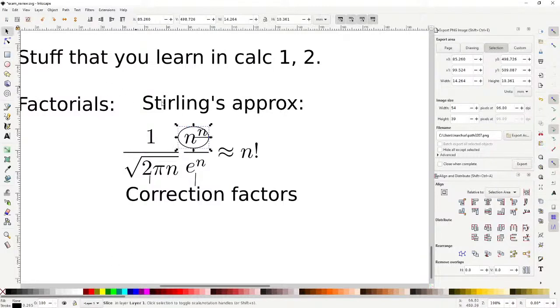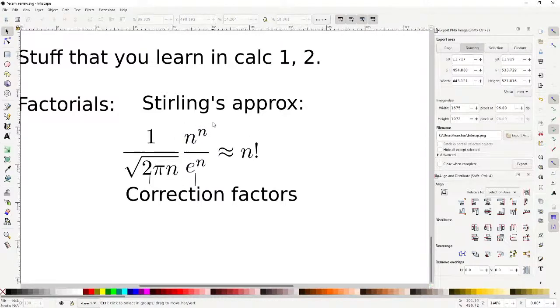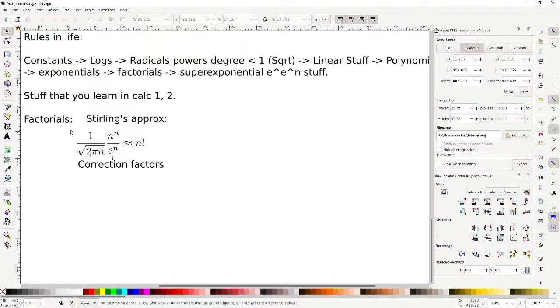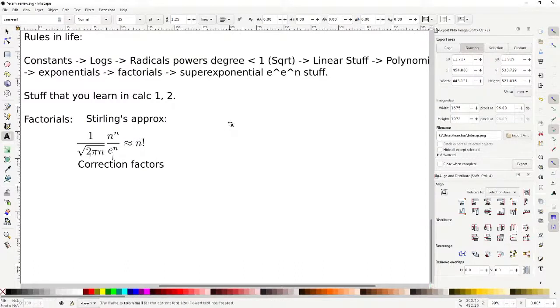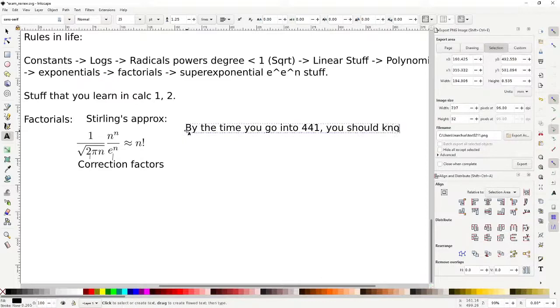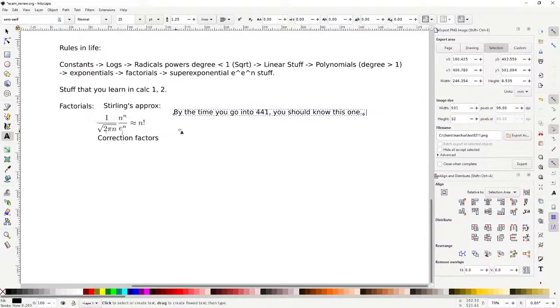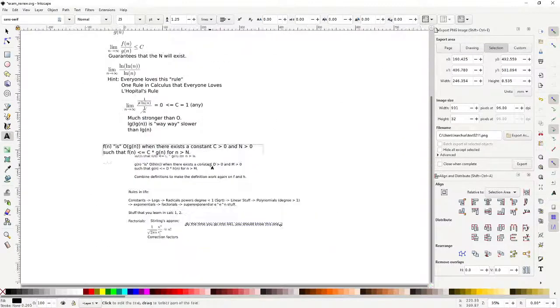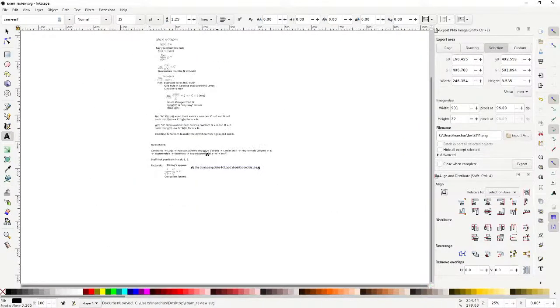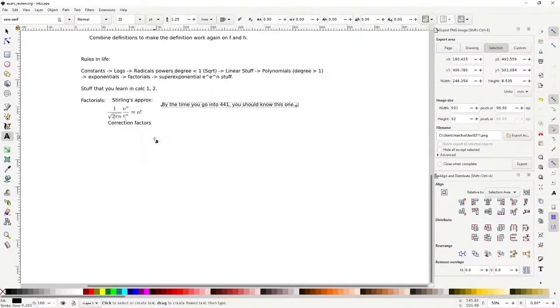Anyway, so this is the real driver of the function. By the time you get to algorithms, you should definitely know Stirling's approximation. By the time you go into 441, you should know this. Okay, so I think that's a pretty good overview, and let me just save this so that it doesn't kill itself again. Let me go on to the other problems on the homework.